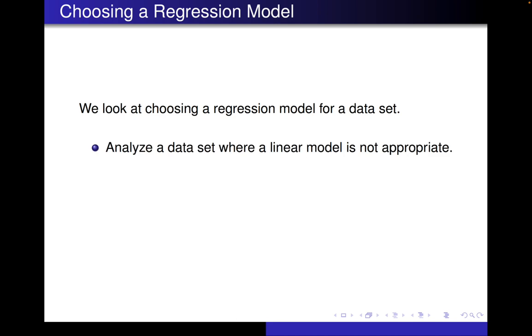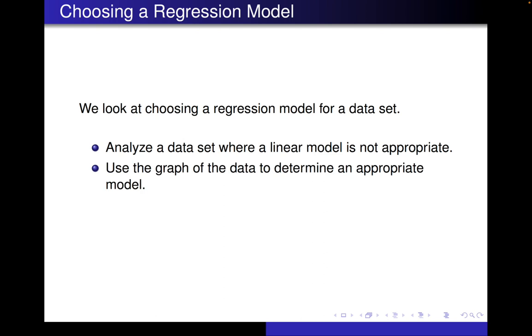We now continue our look at regression analysis by taking a closer look at how we decide upon an appropriate regression model for our data set. The data set we're going to look at is not linear. In other words, if we look at the data, it does not look like a straight line like it did in our last example. And then we're going to use the graph of that data to determine an appropriate model. Again, that model is not going to be a line, but we are going to use the shape of the graph to help influence our decision. And then finally, we're going to use Desmos to help us determine the model and make some predictions.